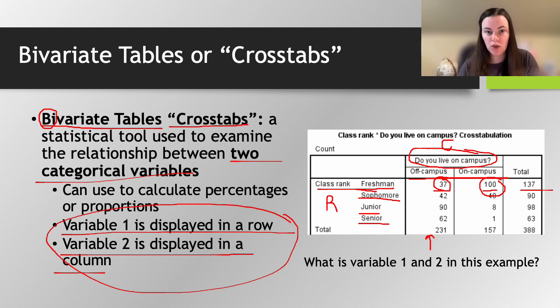Ask yourself this question. If you calculated those to be the proportion values, what is the next step you would have to do in order to calculate a percentage? Remember, our proportion and percentage formulas are very similar. The only thing that we need to do to convert a proportion into a percentage is multiply by 100. So keep that in mind as you're looking at bivariate tables or crosstabs.